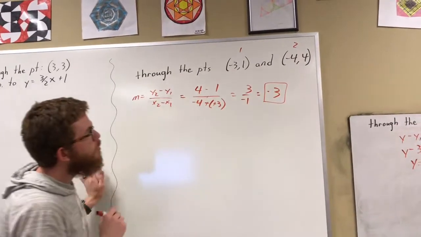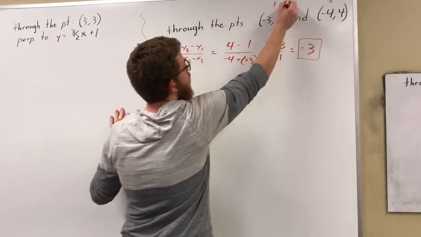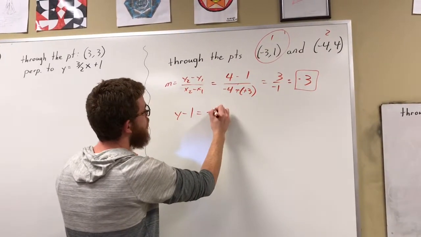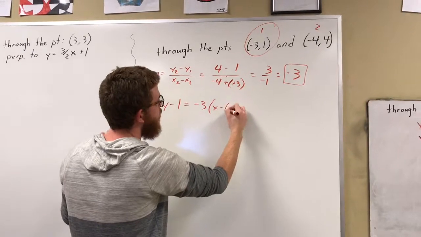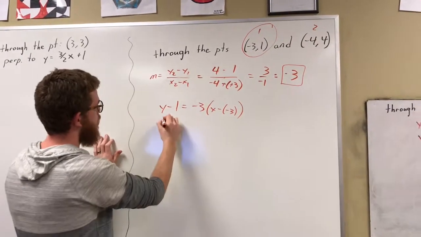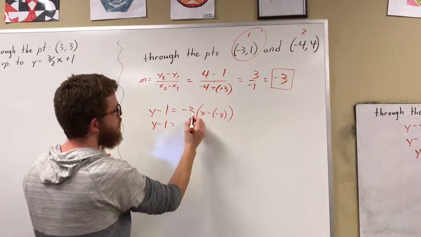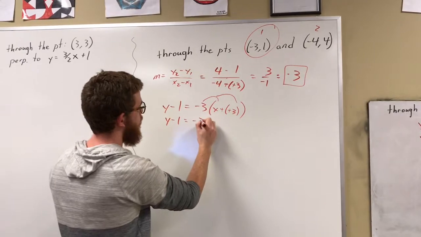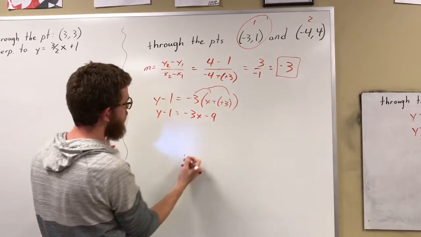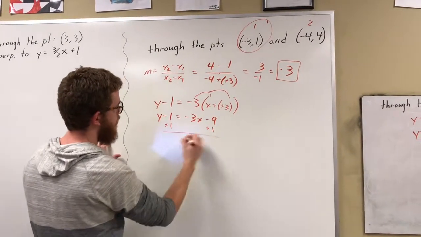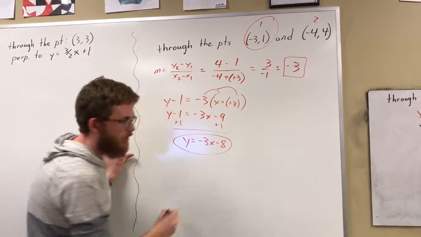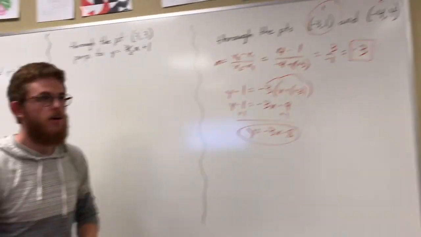Now that we have the slope and we have multiple points to use, we can plug it into point-slope form once again. I'm going to use this point. Y minus my y-coordinate equals my slope times x minus my x-coordinate. Well, I'm going to distribute my negative 3. This is the same thing as x plus 3 on the inside. And so I have negative 3x minus 9. I add the 1 over. And so the equation of this line is negative 3x minus 8. Again, solve for y so it's in slope-intercept form.